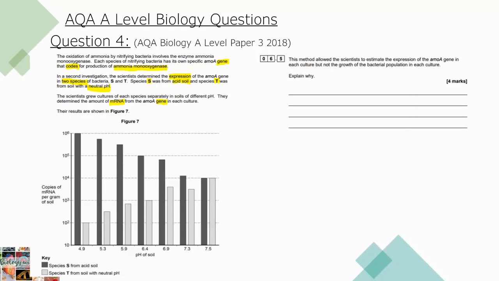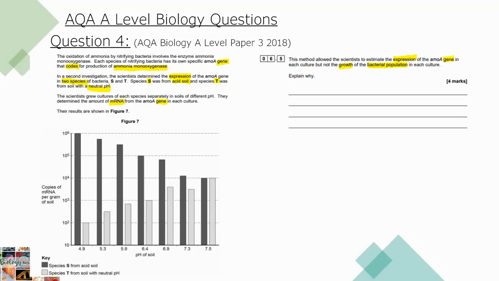So we need to determine why the scientists were able to estimate the expression of the gene but not the growth of the bacteria population. If we have a little look at the graph to help us as well, we know in the information that they didn't actually count the bacterial cells in the species beforehand, so they're not going to know how the cell numbers have increased. So that could be our first point. That's fairly simple. They haven't counted the number of bacterial cells, so they don't know the population.